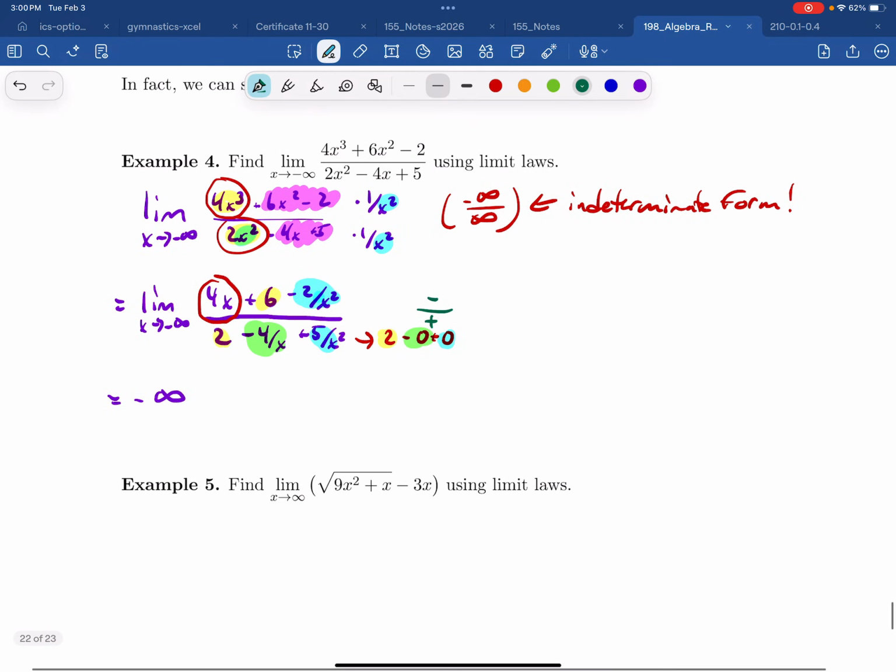And we needed limit laws, right? We needed to multiply by this 1 over x squared over 1 over x squared. If we didn't do that, then I would not mark it as correct. I would maybe give you like 7 out of 10 or something. But it would not be fully correct because you can't just reason, oh, well, the top infinity is bigger than the bottom. We have to use limit laws to show that.